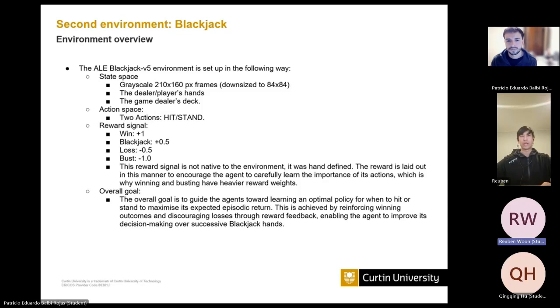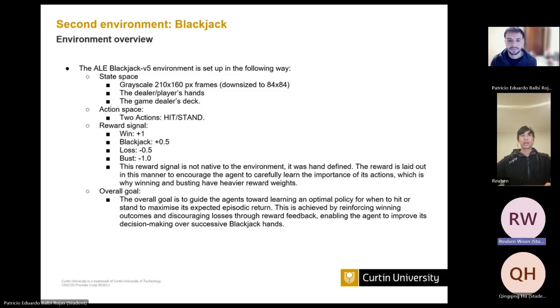The reward signal is +1 for a win, +0.5 for a blackjack, -0.5 for a loss, and -1.0 for a bust. This reward signal is not native to the environment. It was hand-defined. The original reward from the environment is always -200 when the player loses the game. This handcrafted reward is laid out in this manner to encourage the agent to carefully learn the importance of its actions, which is why winning and busting have heavier reward weights than getting a blackjack or losing conservatively.